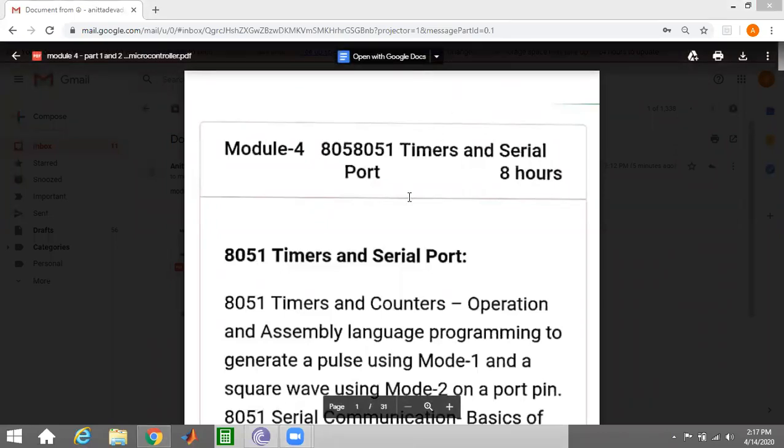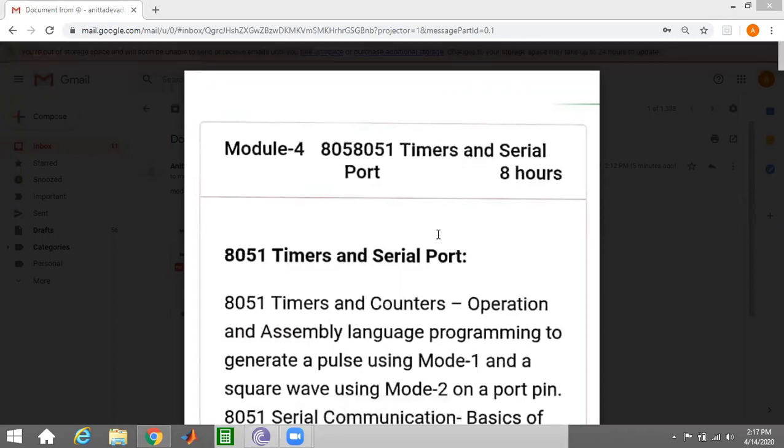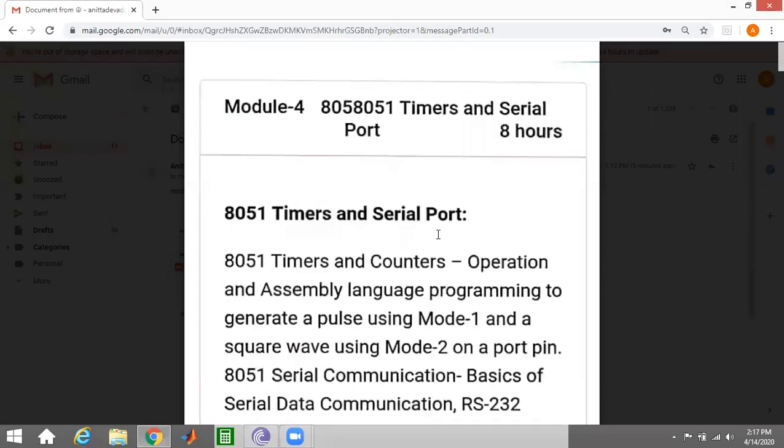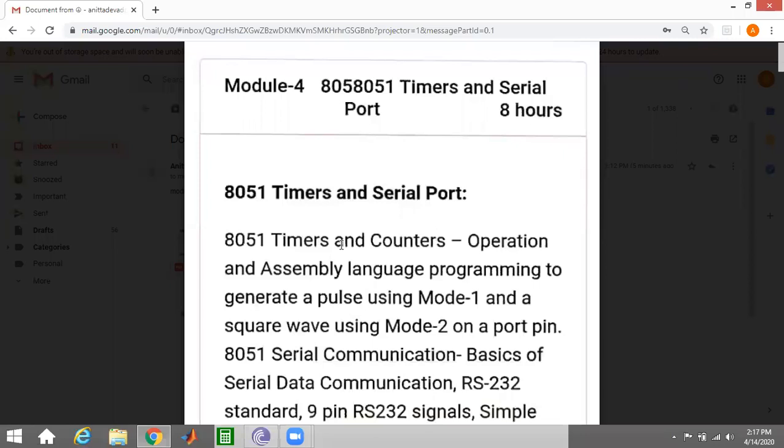So this is the module 4 syllabus. You can see that the first thing is timers and counters. Yes, the first syllabus topic is timers and counters. Yesterday we studied about the timers, right?